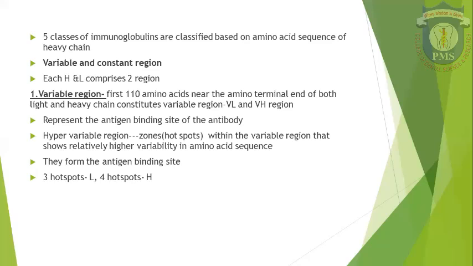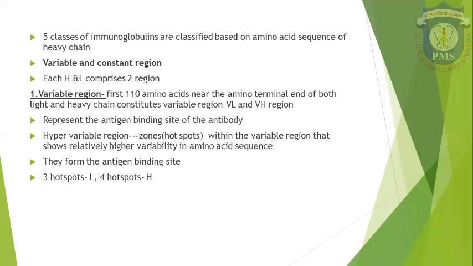Each heavy and light chain comprises two regions. The first one is the variable region. That is, the first 110 amino acids near the amino terminal end of both light and heavy chain constitute the variable region, and we can denote them as VL and VH. V stands for variable, L for light; V stands for variable, H for heavy. This variable region represents the antigen binding site of the antibody.